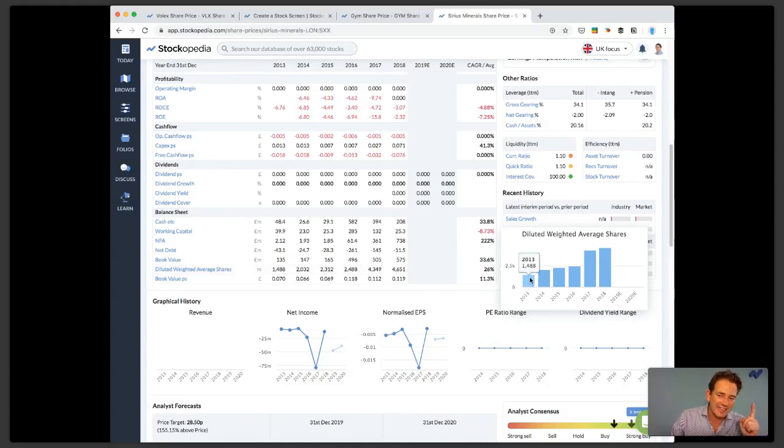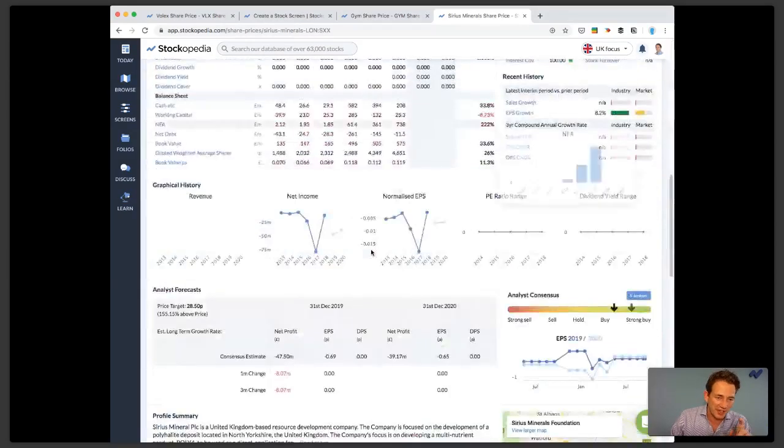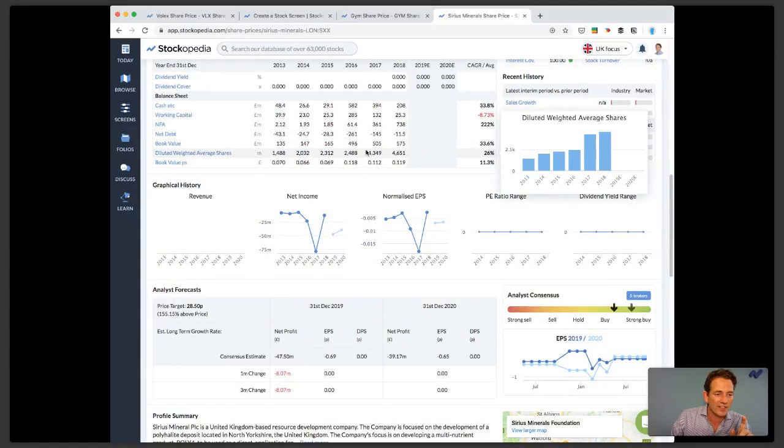Now, I wanted to show you this because I highlighted diluted weighted average shares, and on a stock like this, it doesn't come up instantly on the rest of the numbers. But now I've told you, I hope that you all scroll down, hover over the diluted weighted average shares and look at it. Because with any of these really speculative shares, you're going to see massive hikes in the number of shares in issue because they're constantly having to fund operations through equity issues.